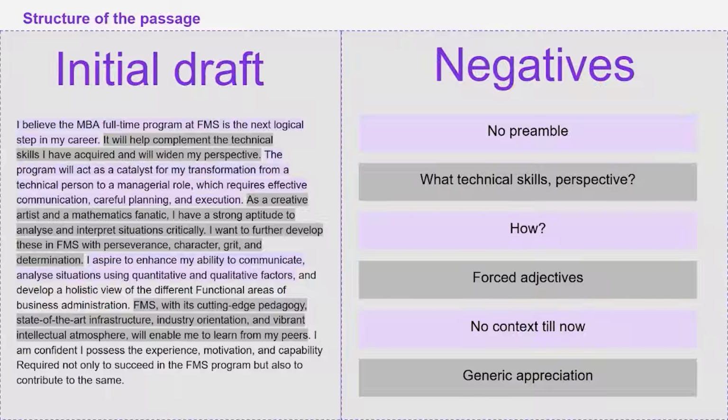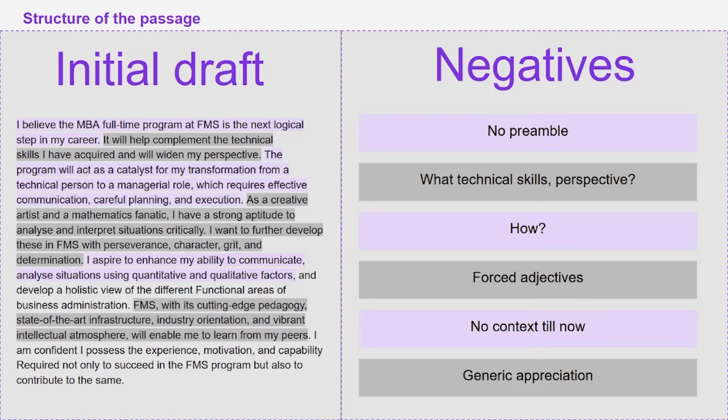Now, the first sentence that I have said, there is no introduction here. This is right out of the gate. I am saying that this is the next logical step in my career. I have not mentioned anything about my career here. So there is a lack of context here. This is a bad opening.